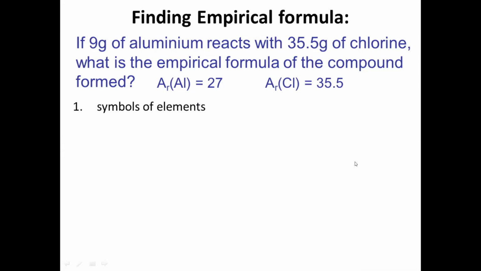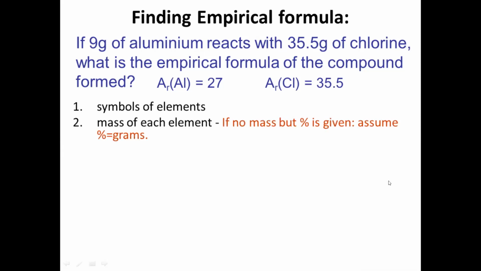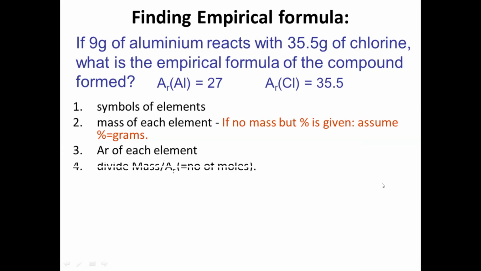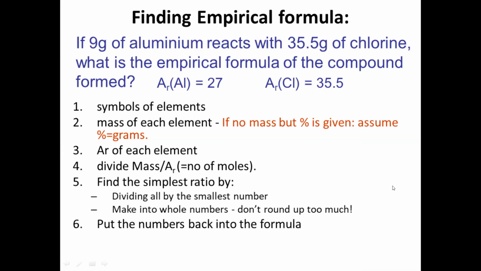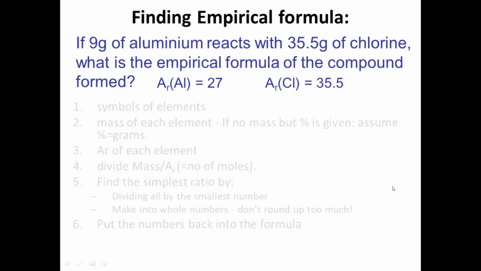First, you're going to put the symbols of the elements. So we've got aluminium and chlorine, we're going to put Al and Cl. Then write underneath each of the elements the mass in grams. And if the mass in grams is not given, you put percentages as if they were grams, just assuming percentages in grams. Then underneath you write the AR of each element. You divide mass by AR, so that will give you the moles, and then you find the simplest ratio, and there are some methods to do that, and then you put the numbers back into the formula.